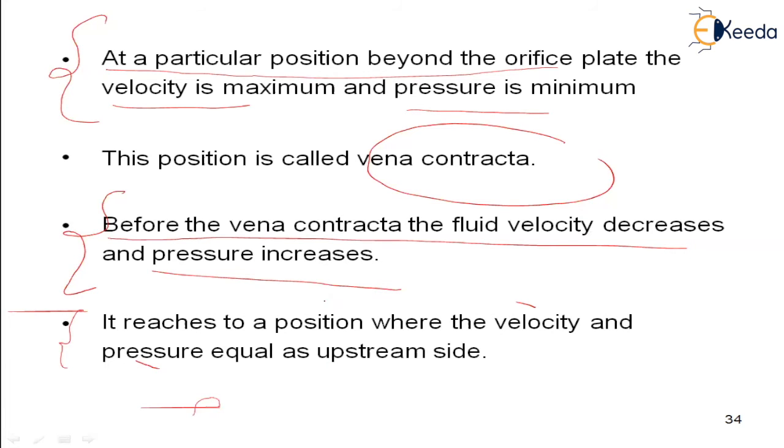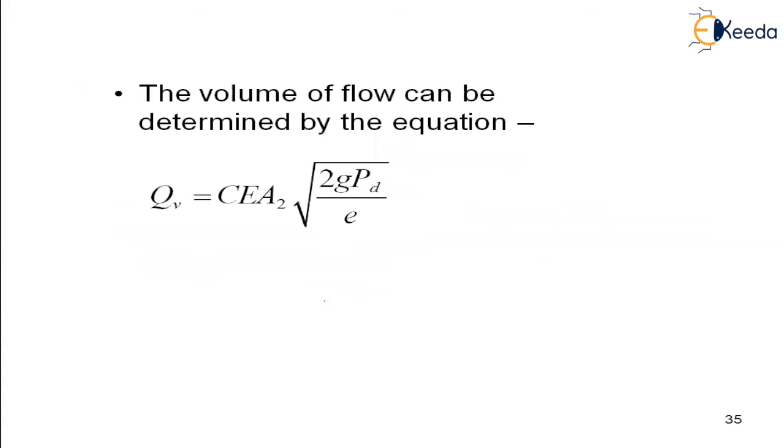Now, what is the formula? The formula used for determining the volume flow rate through the orifice plate is Qv, the volume flow rate, equal to C into E into A into the square root of 2g times the pressure differential, P1 minus P2, divided by rho, the density of the liquid. Here, C is the coefficient of discharge.